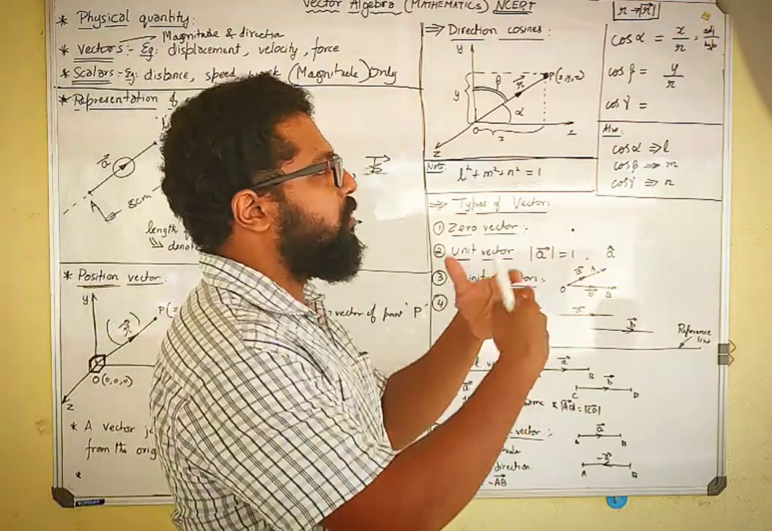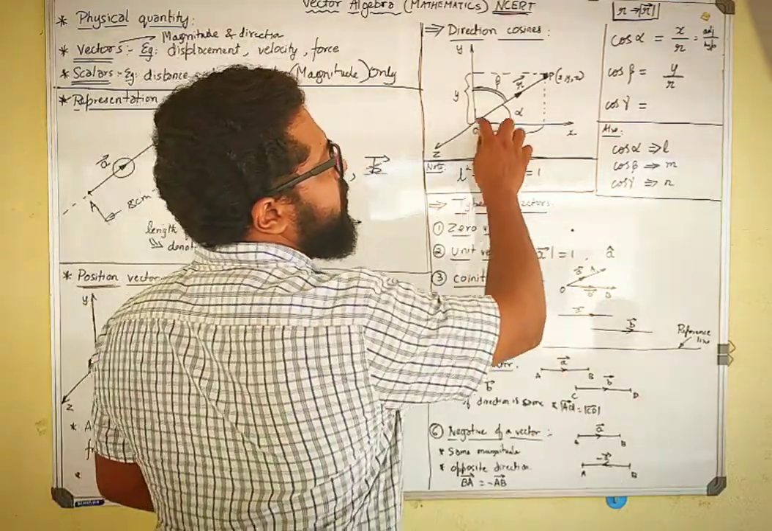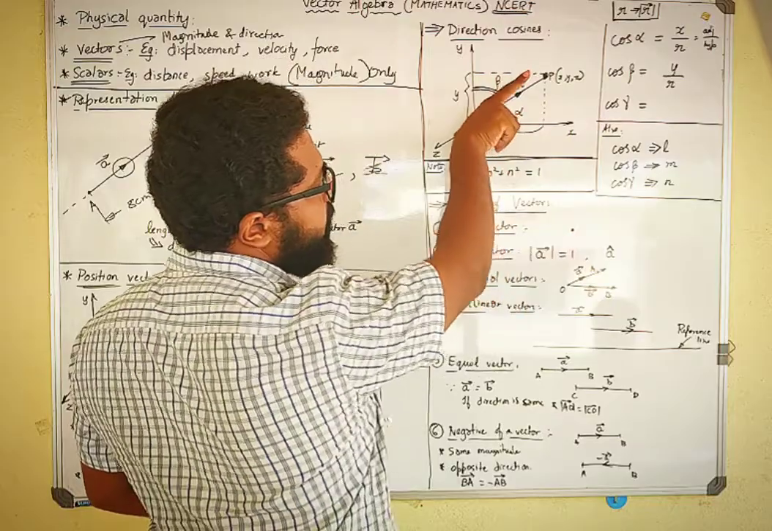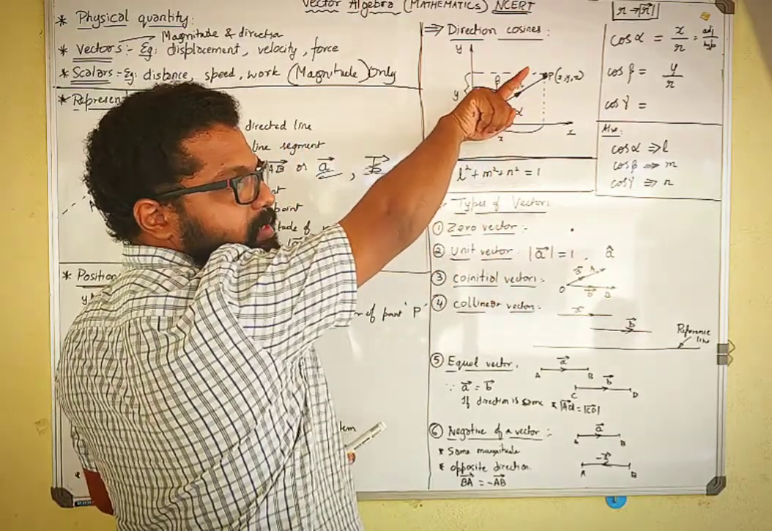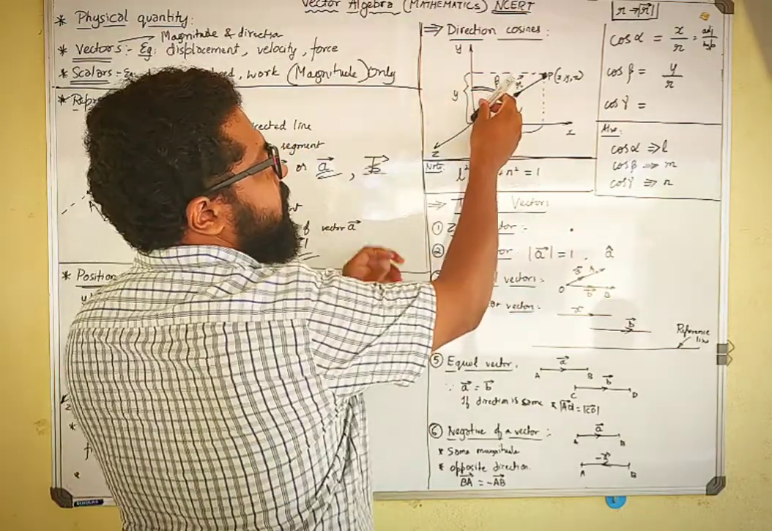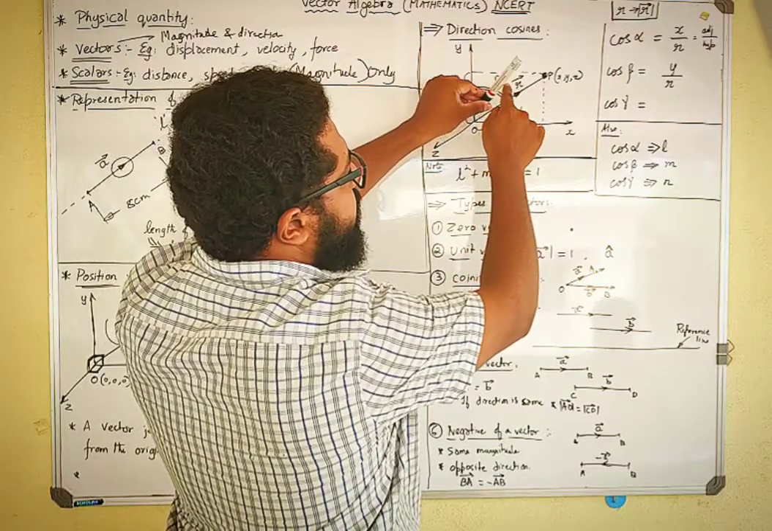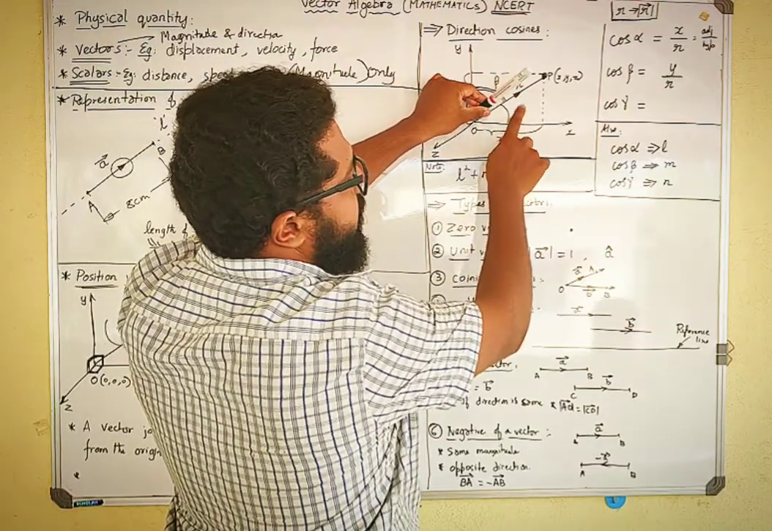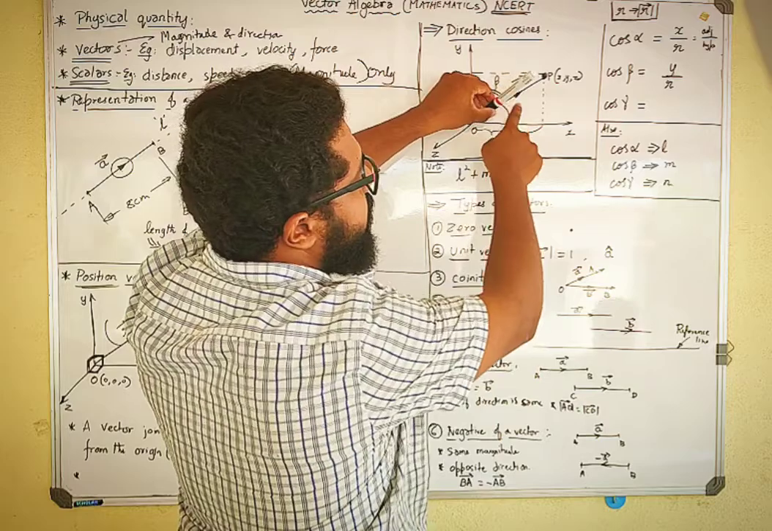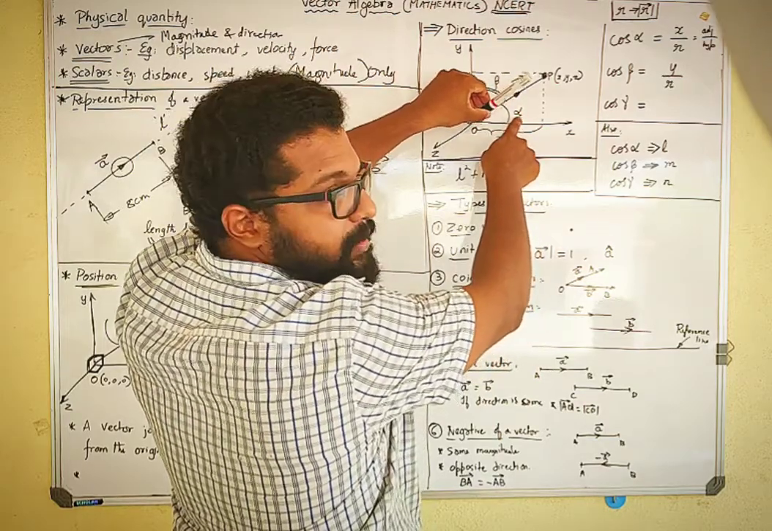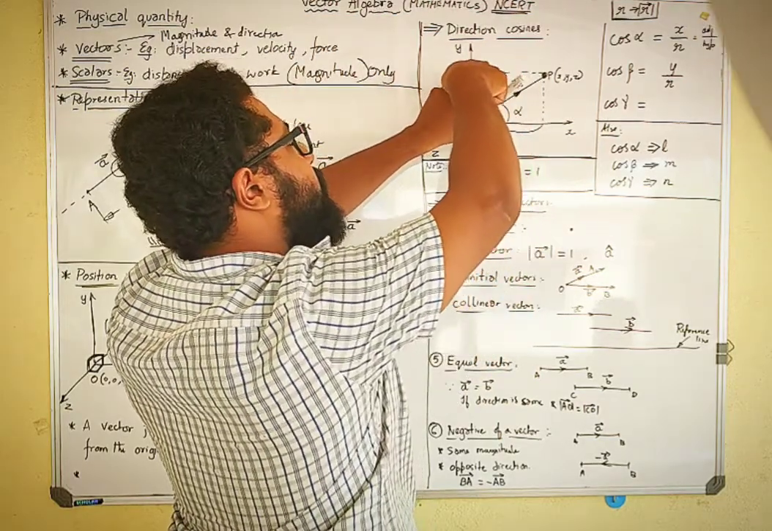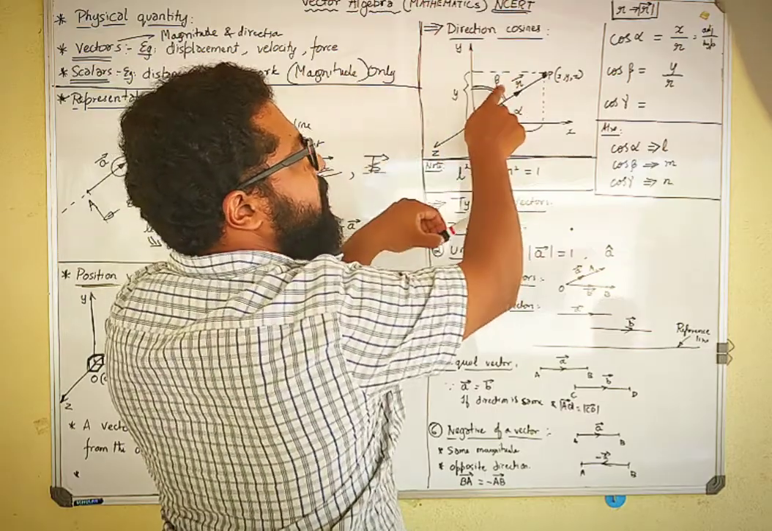Now, to be more clear, imagine this line OP, somewhere outside this one like this. Whatever angle it is inclined to the x-axis, I'll name it as alpha. Whatever angle it is inclined with respect to the y-axis, I'll name it as beta.